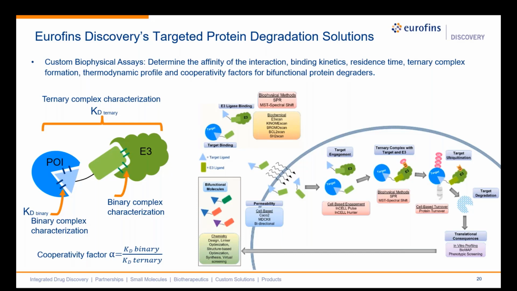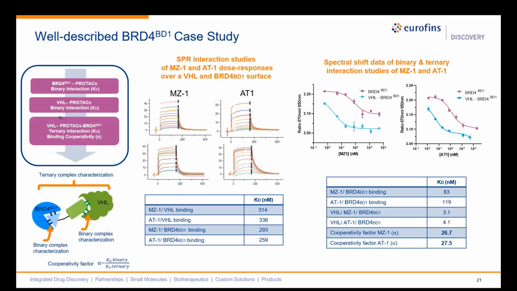Here on the slide, you will find all of the global Eurofins Discovery capabilities regarding PROTAC characterization, from PROTAC permeability to cell-based assays. So now let's focus on the ternary complex characterization. We use the well-described PROTACs MZ1 and AT1 as an example to show you how the ternary complex induces a drastic change of affinity for the protein of interest.